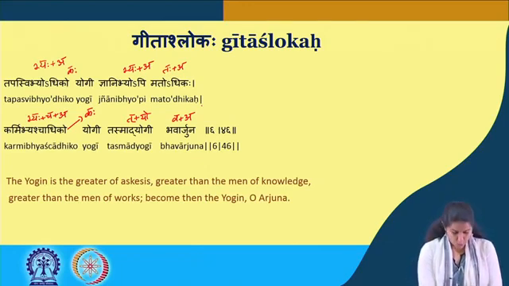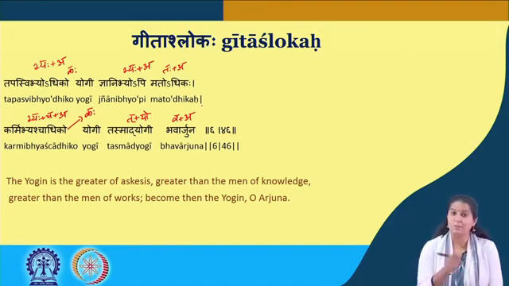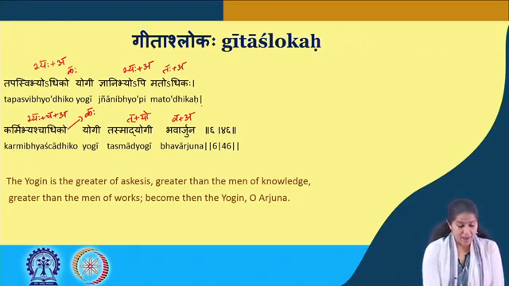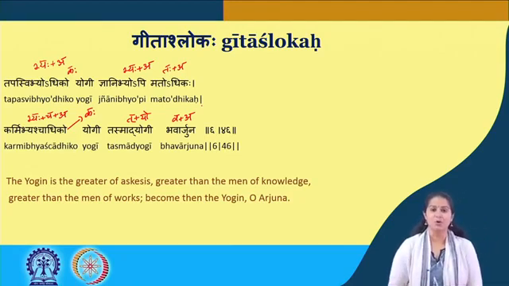Let's see what it means. The yogi is greater than the ascetics. Tapasvibhyo adhikaha, the yogin or the yogi is greater than the ascetics. Jnanibhyopi matodhikaha, greater than the men of knowledge. Mataha means it is considered greater than that. Karmibhyashchadhiko yogi, greater than the men of works. And finally, tasmat, therefore, yogi bhava Arjuna. Therefore, become the yogi, O Arjuna.